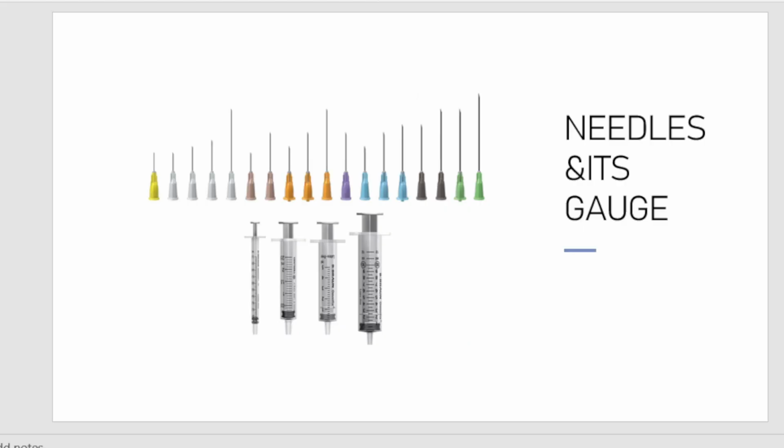Next important topic is needles and their gauge. What do you mean by a needle? A needle is a slender hollow metal tube with a sharp tip used to puncture the skin or tissues. It is mainly used for medication procedures. There are many types: hypodermic needles, Vacutainer or blood collection needles, butterfly needles, spinal needles, epidural needles, and bone marrow needles.